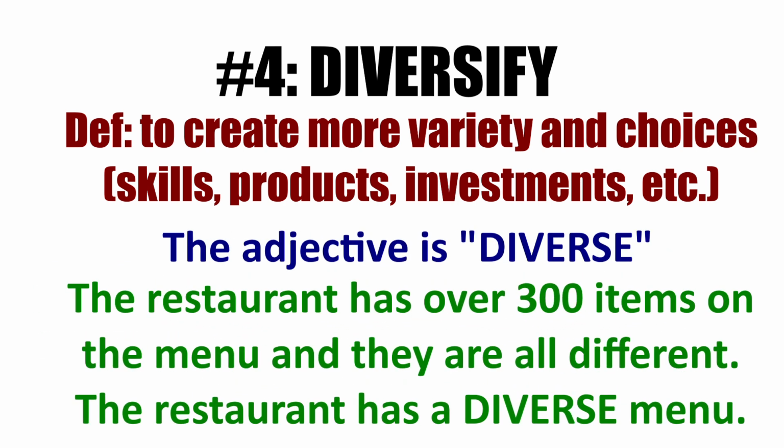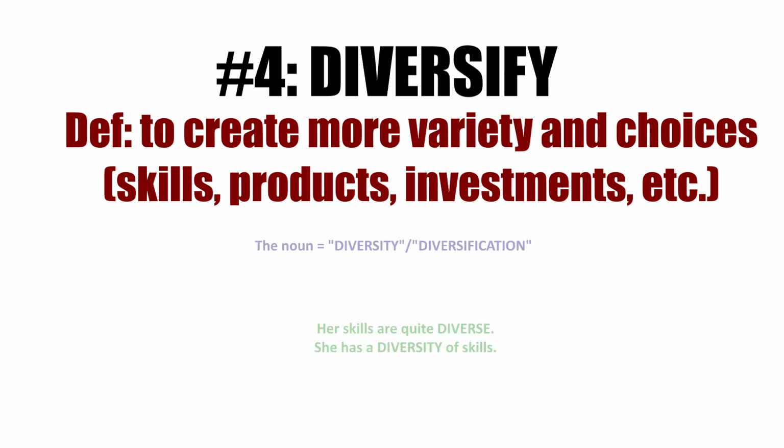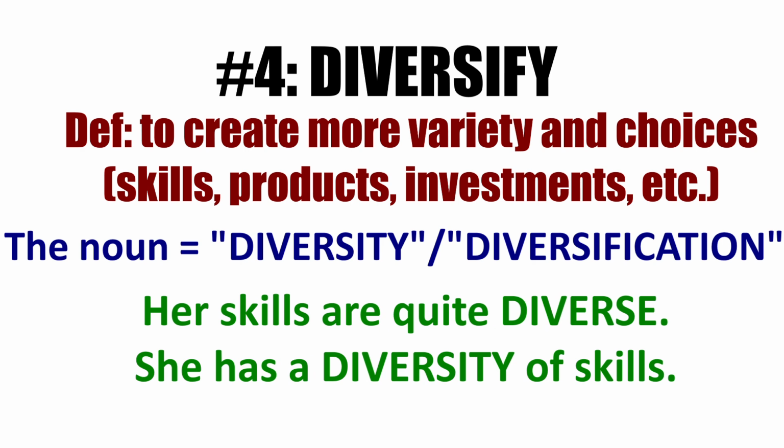Now, what is the adjective for diversify? Diverse. So the restaurant has over 300 items on the menu, and they are all very different. So the restaurant has a diverse menu. Or maybe you say, I like many types of music. So my musical taste is diverse. What is the noun for diverse? Diversity. So her skills are quite diverse. She has a diversity of skills.